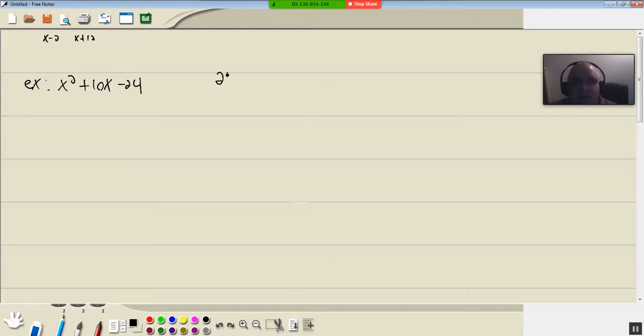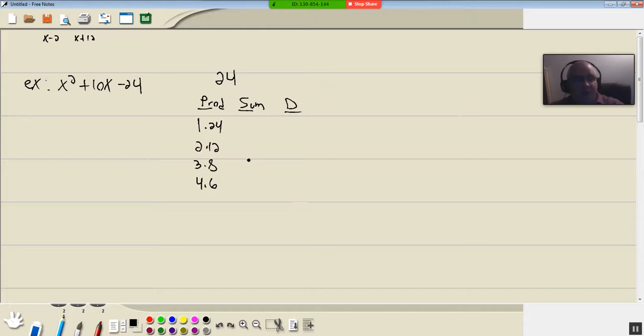Now with the PSD, we take the number at the end, ignoring signs, and we're going to create 3 columns, a P column, an S column, and a D column. Now the P stands for product, so we're going to write down all products that give us 24. We've got 1 times 24, 2 times 12, 3 times 8, 4 times 6.